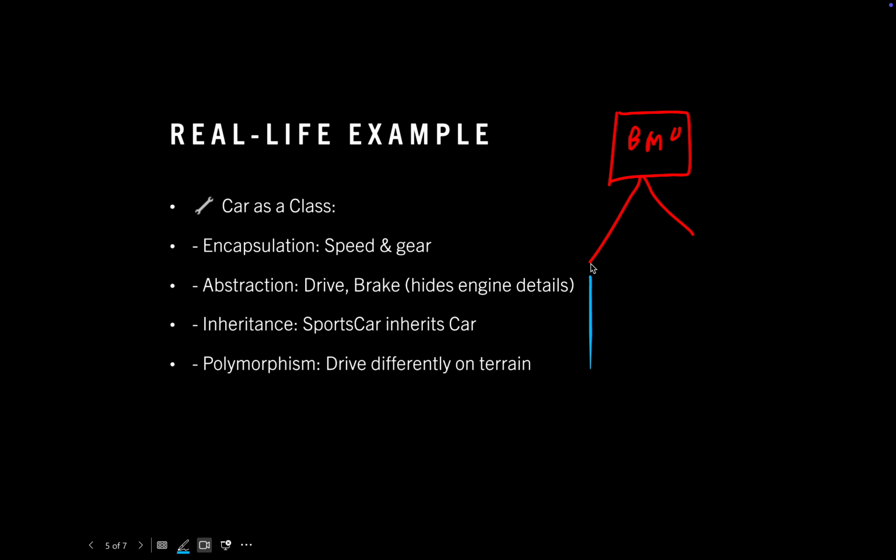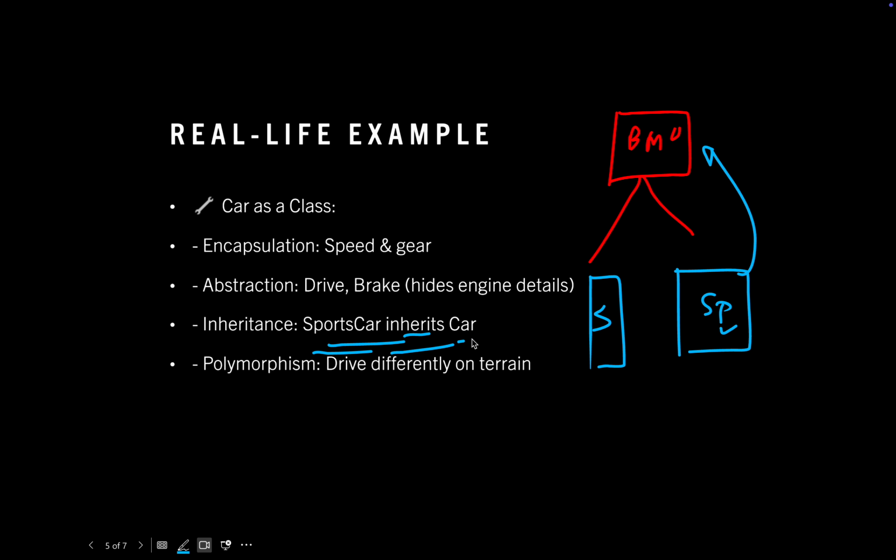So the first one is, let's say, sedan, and another one is sports car. This sports car is inheriting the properties of this BMW sedan. So that's how it is written over there. Then how is a sports car inheriting the properties of car? While building a new sports car, it does not need to build the sports car from scratch. It can use many functionalities of the main car.